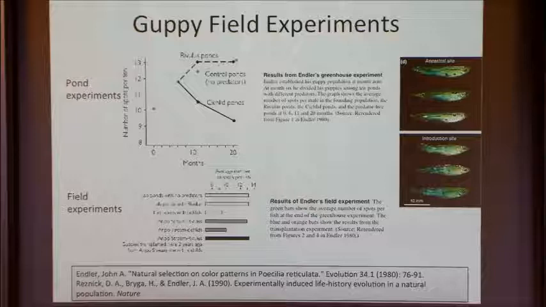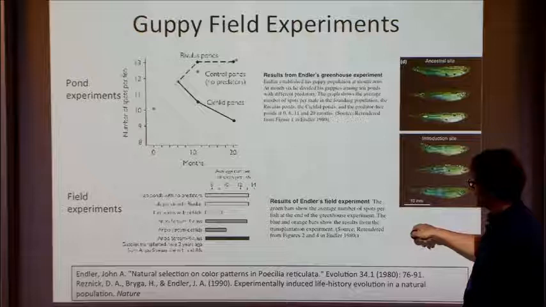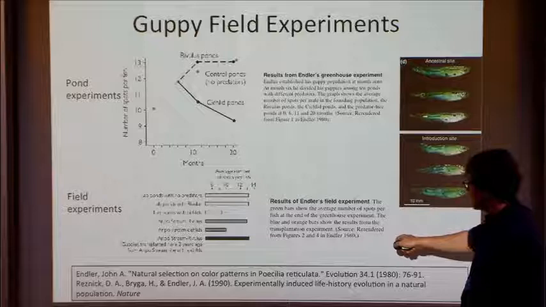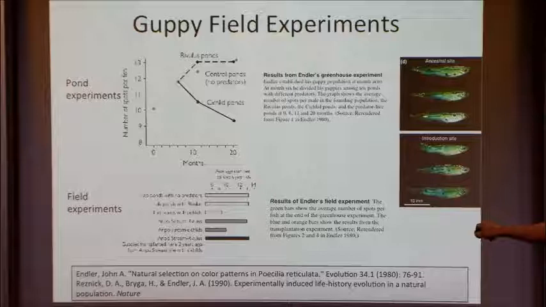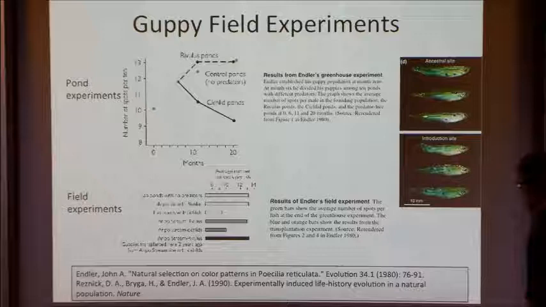Okay, and what he did was he transferred guppies from the river. No, I'm sorry. What he effectively did, so the key experiment, was to take guppies from a river that contained these ravenous predators, where the spot size was small, and he transferred those to a stream that contained this relatively harmless predator. And he came back 2 years later and observed that the spot size increased.